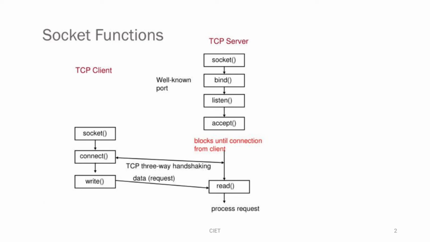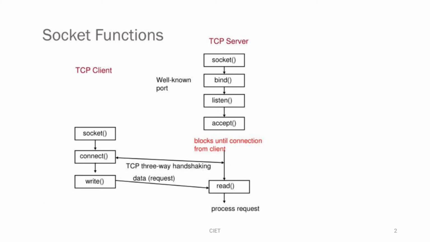At the TCP server side, first of all we have to do the socket creation. After that we have to do the bind function, and after that the listen function, so listen mode. And after that we will accept the connection. At the server side, it is in the passive open state, whereas on the client side, it is in the active open state.